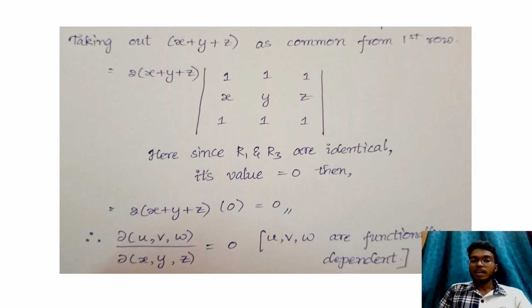And here R1 and R3 are identical, that is, both are the same. We could see here, and so its value is 0. This is according to a property of determinants. So the entire value of the determinant of that matrix is 0, and we get 2 into (x plus y plus z) into 0. Anything into 0 is equal to 0. And finally, ∂(u,v,w)/∂(x,y,z) is 0. So if the value of ∂(u,v,w)/∂(x,y,z) equals 0, then we can say that u, v, w are functionally dependent.